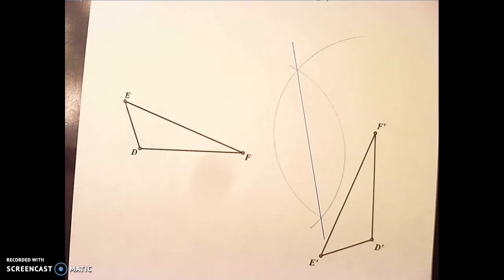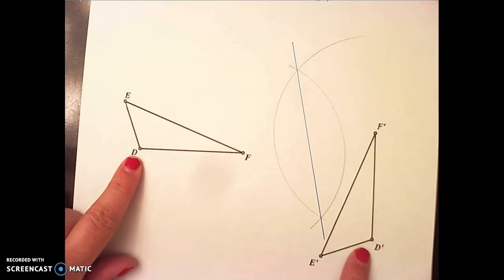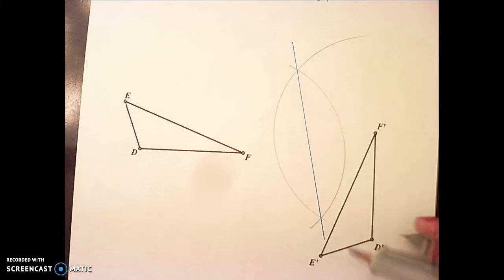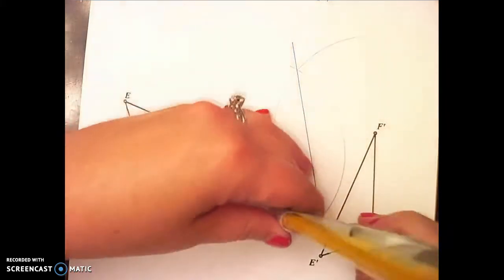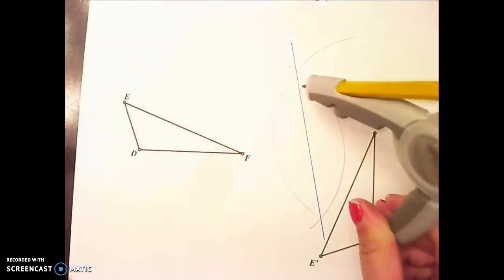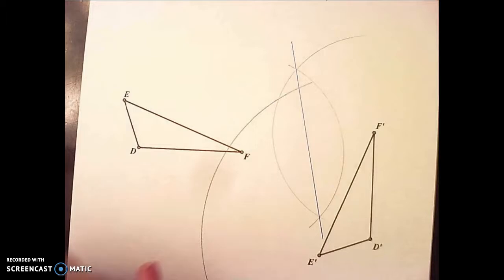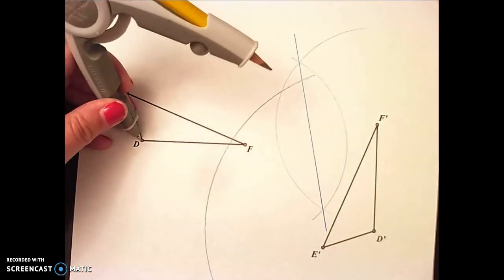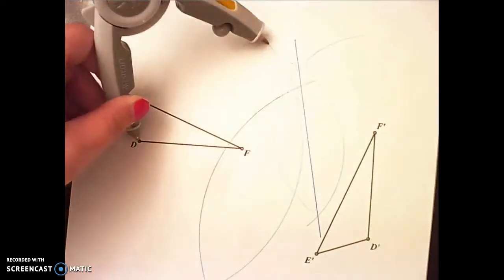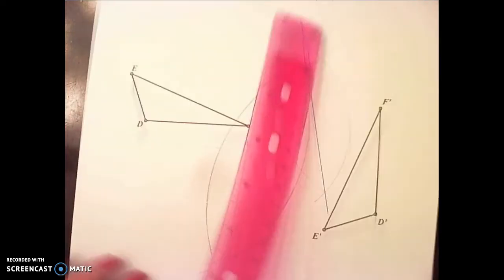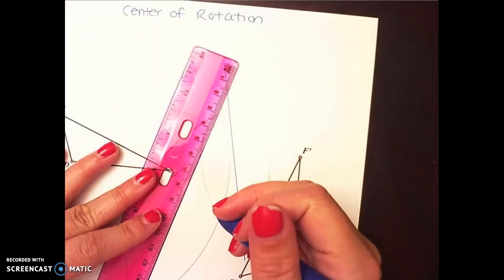Now I need to do a second perpendicular bisector, and I'm going to use points D and D prime, those corresponding points. So first from D prime, and same thing, I'm going to make sure that my compass is open more than halfway. From D, and then I'm going to draw my second perpendicular bisector.